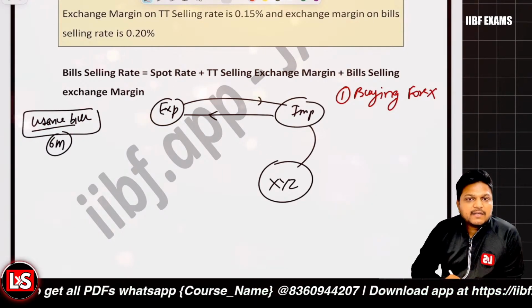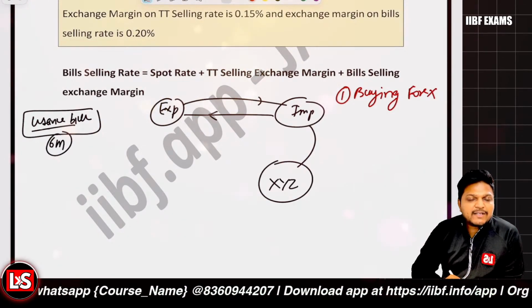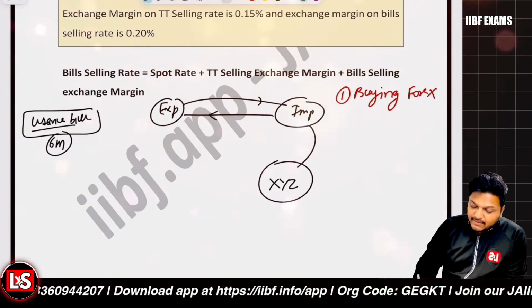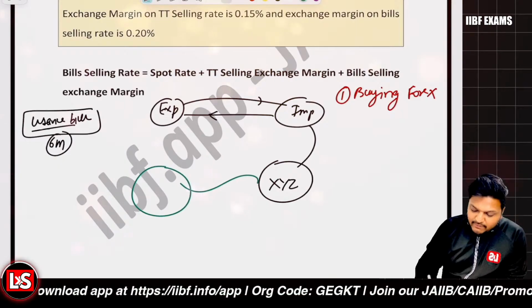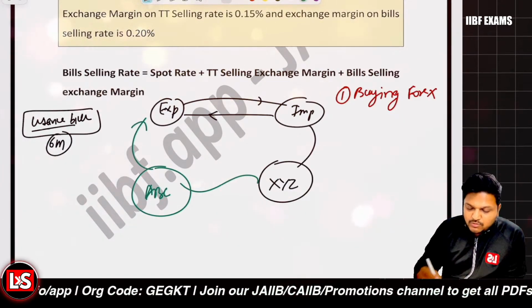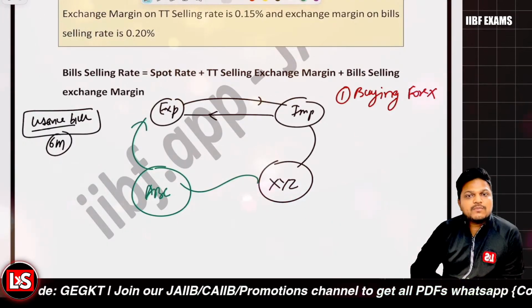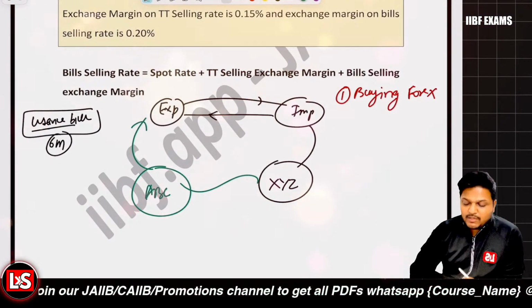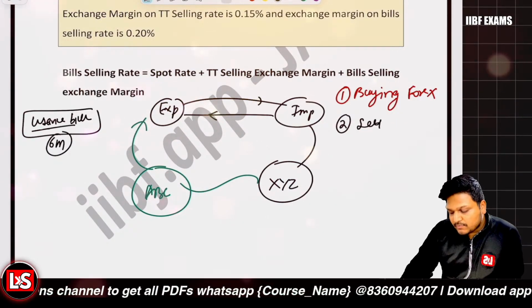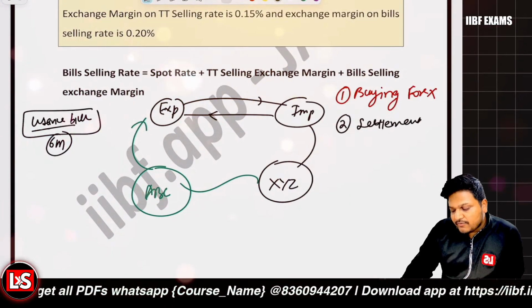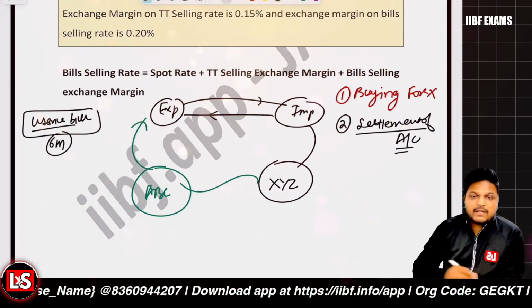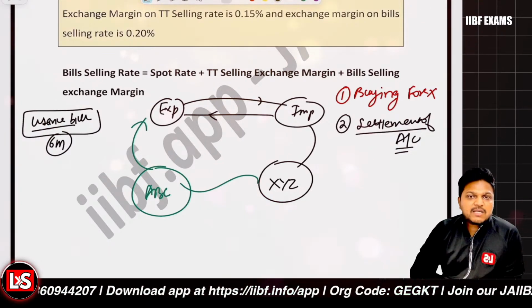After that, the importer will ask to settle the accounts. Now, account settlement is not done on the same day, because the importer's bank is going to connect with the exporter's bank, let's say ABC bank, and through that they are going to settle the accounts and get the confirmation. So the second transaction would be related to the settlement of the account. So in case of the bills selling rate, two transactions are included.